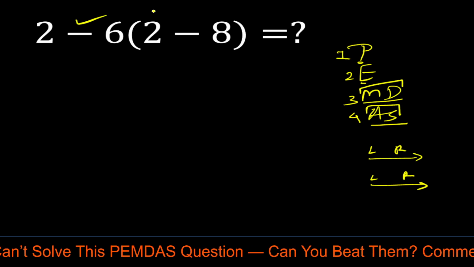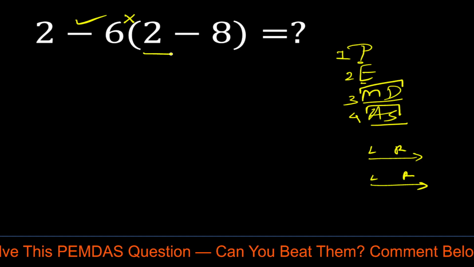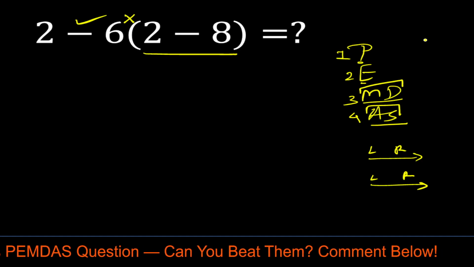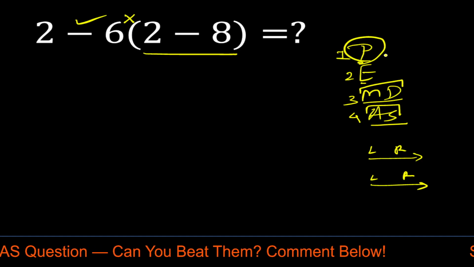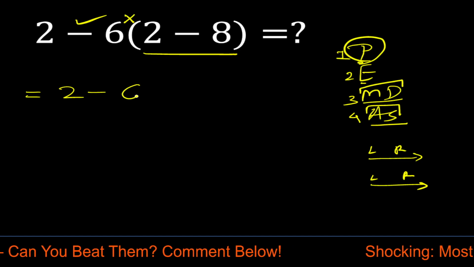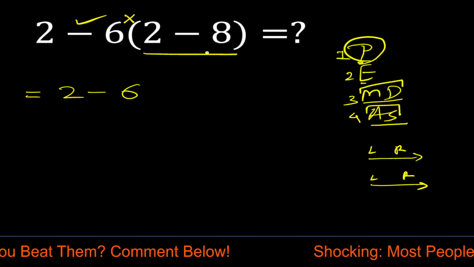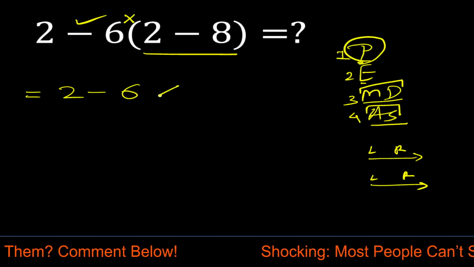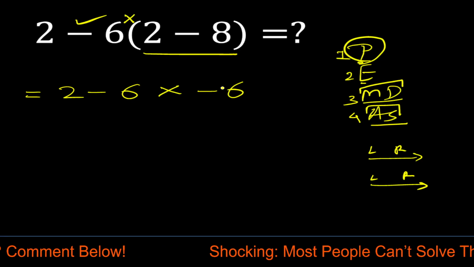So in this question, here we have subtraction, here multiplication, and here parenthesis. So according to the PEMDAS rule, first we have to solve parenthesis, right? So now 2 minus 6. Now solve this parenthesis first. 2 minus 8 is equal to minus 6. So times minus 6, right?